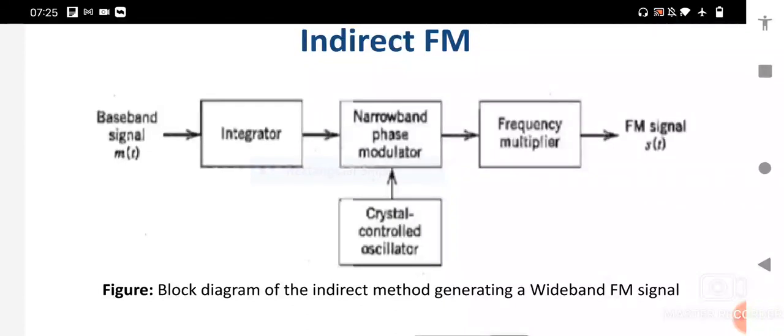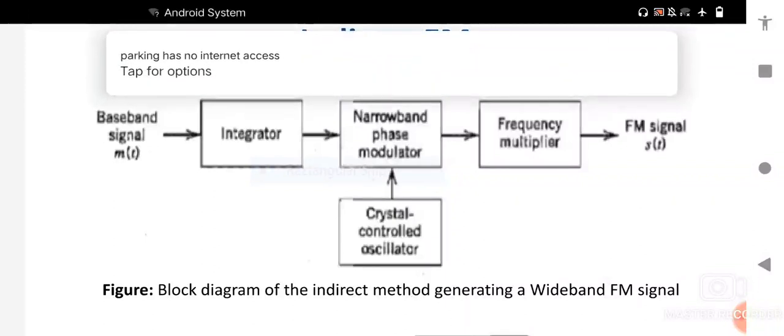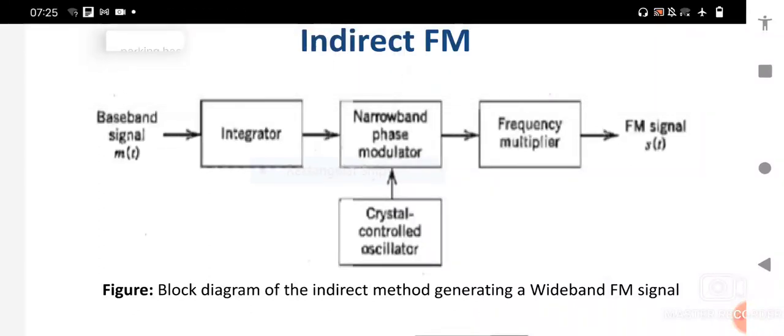In the case of a sinusoidal modulating signal, S of t becomes S of t equal to Ac cos of 2 pi fc t plus n into beta 1 sin 2 pi fm t. So here we can produce the resultant signal, that is the WBFM signal: S of t is equal to Ac cos of 2 pi fc t plus beta sin 2 pi fm t. This is the desired signal, the one we wanted.